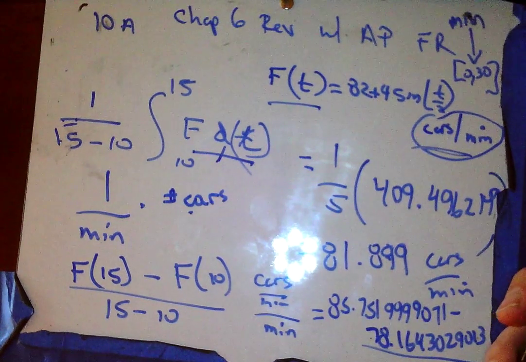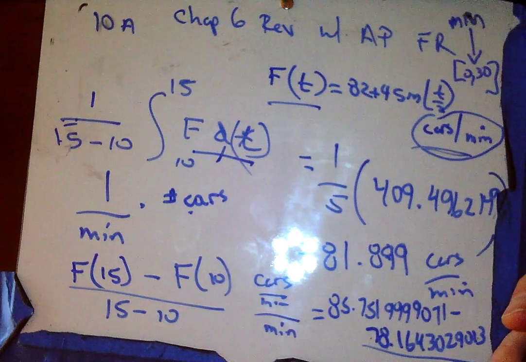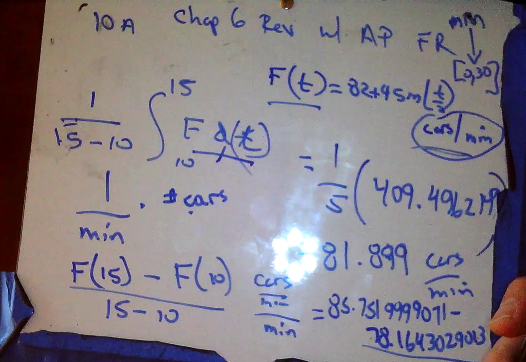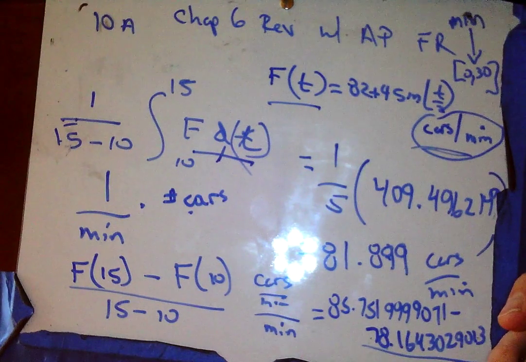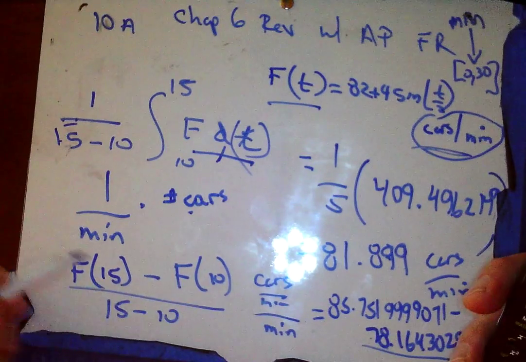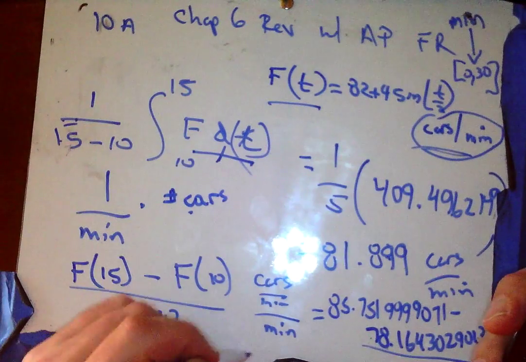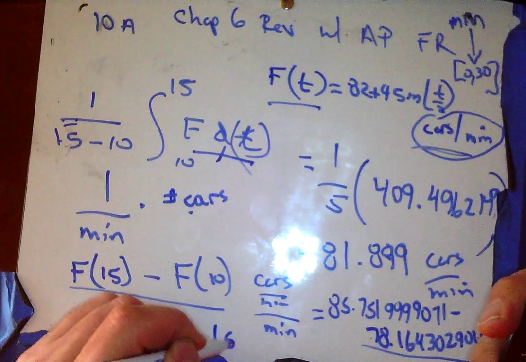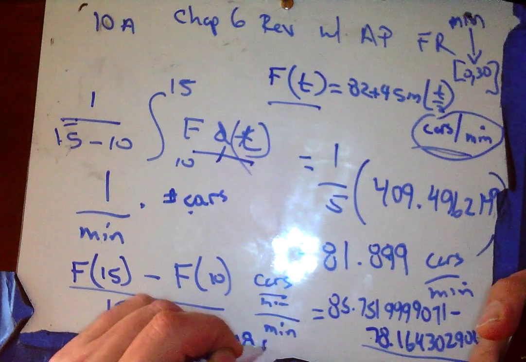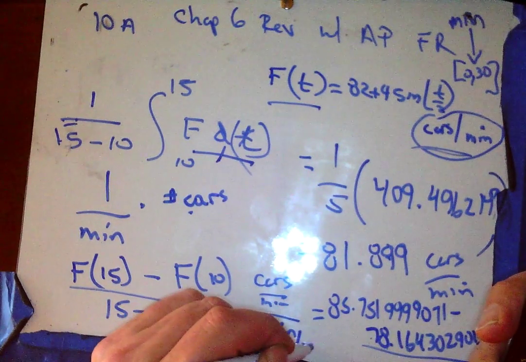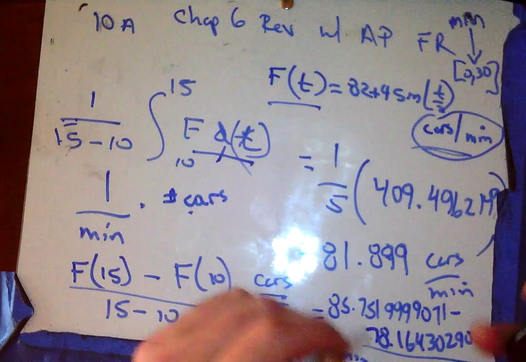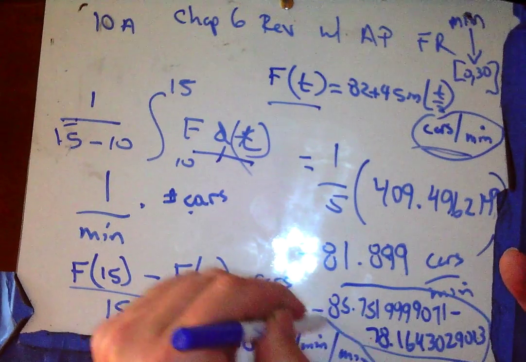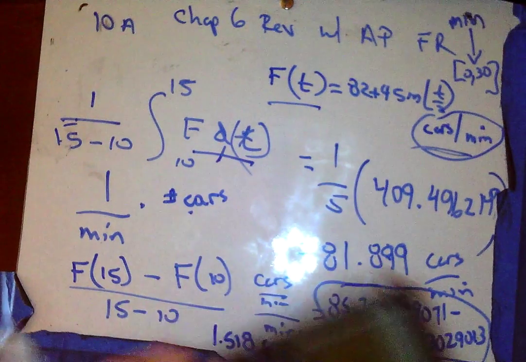85.751999071 minus 78.16430290013. And I want to divide that number by 5. And so I end up with 1.518 cars per minute. Yes, you could stop here and say cars per minute.